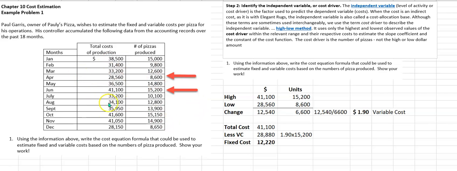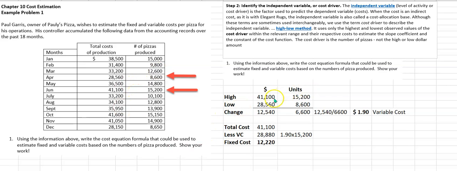The dollars are the consequence. This is actually our result, but we're saying that the number of pizzas drives the cost. So the high-low method uses only the highest and lowest observed values of the cost driver within the relevant range. Frequently the high cost of production, like 41.6, is not the cost of the higher number of pizzas. So you've got to be careful about that, especially because the problems will test you that way, and it's real easy to flop from one column to the next.